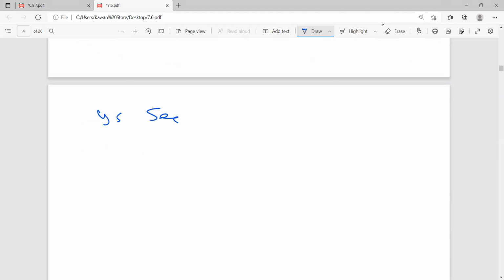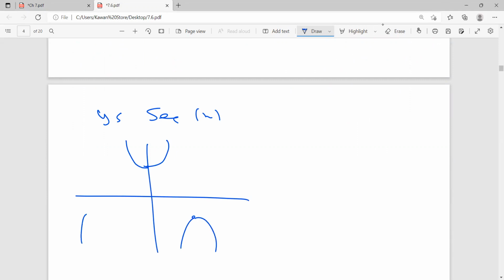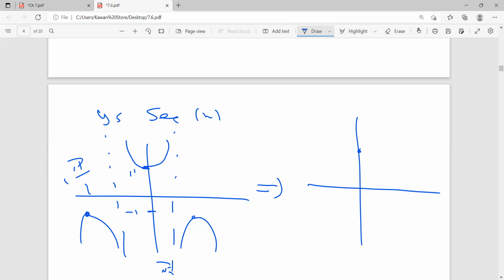And how about secant of x? Look at here. We have the secant like that. Do you remember that? Here's -1, here's 1. And here's an asymptote, pi over 2. Here's another asymptote, minus pi over 2. But when we restrict the domain, we have such a graph like that. Careful. Here's 1, here's pi over 2, here's pi, here's -1. Careful.